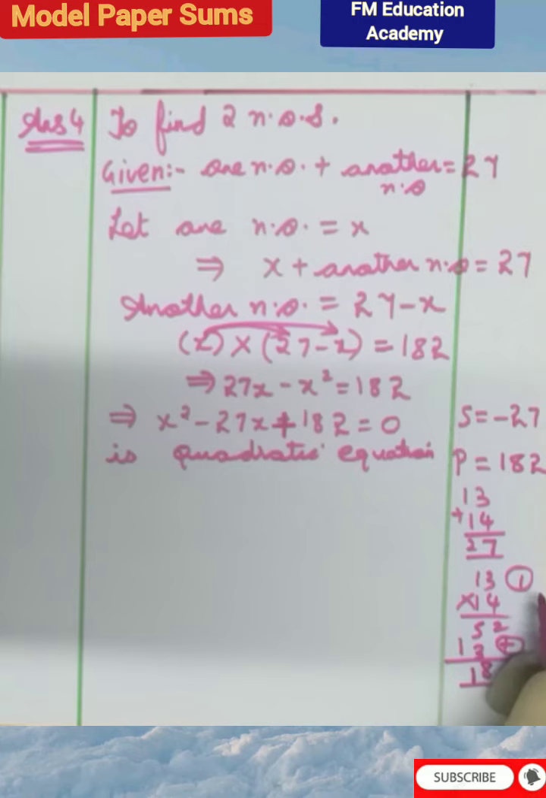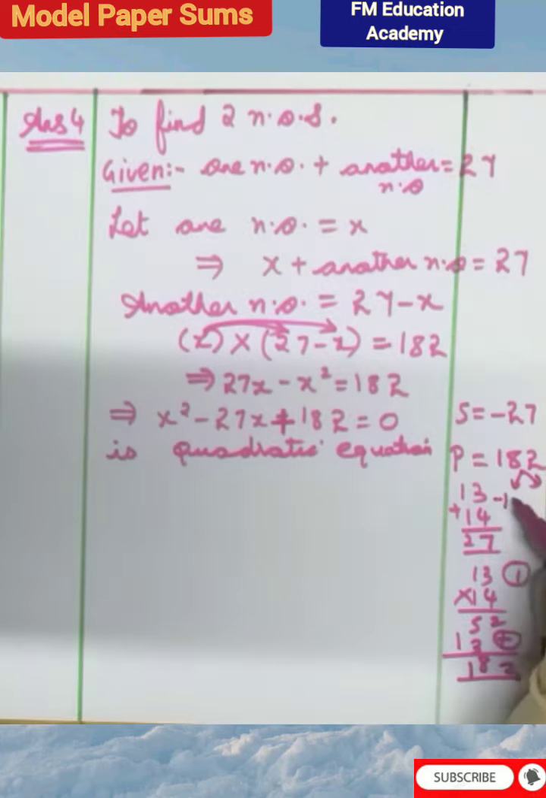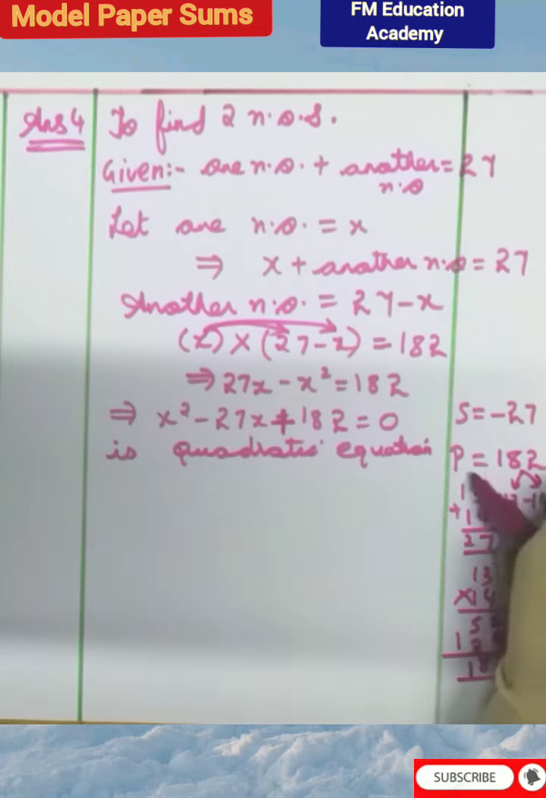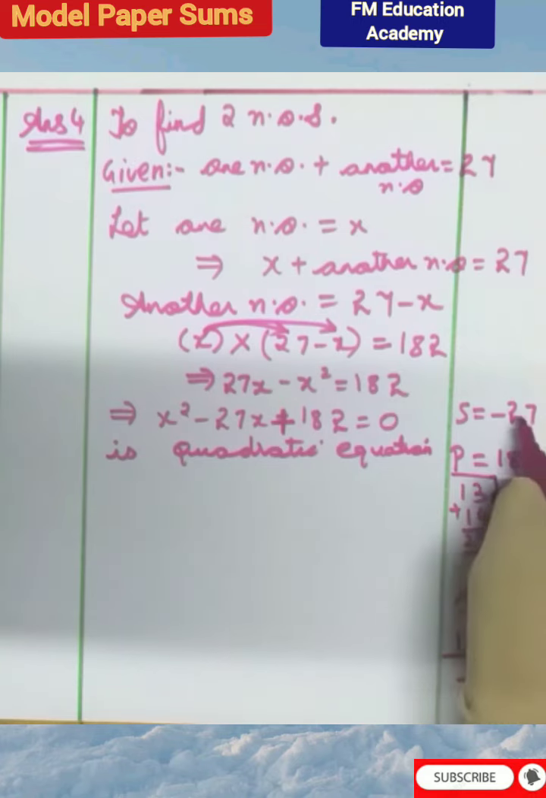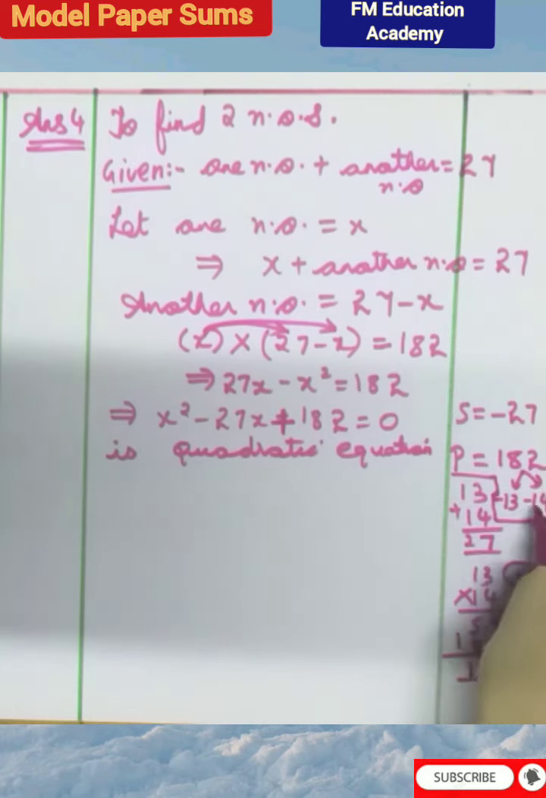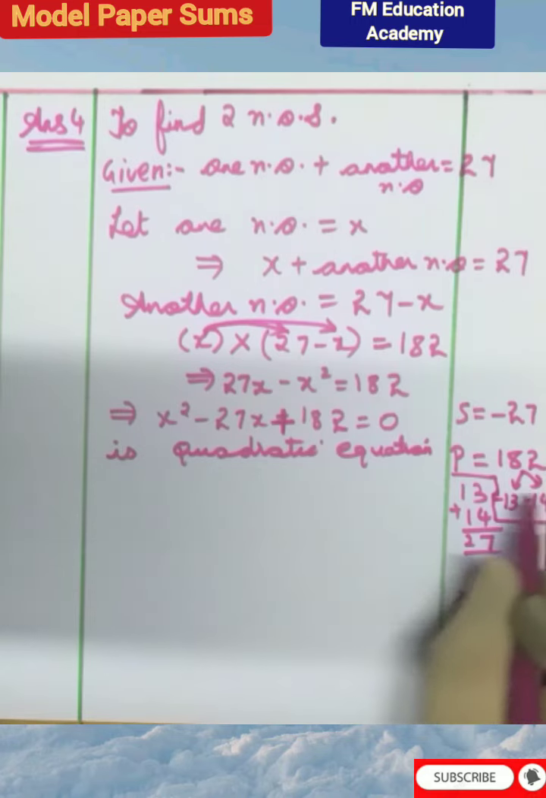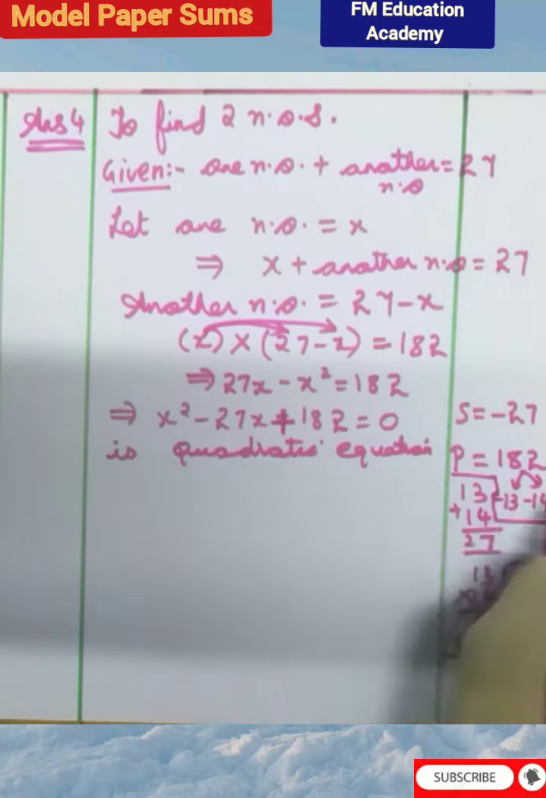So we will choose the factors as 13 and 14. But should it be just 13 and 14, or minus 13 and minus 14? If we observe here, the product is plus. So we know minus into minus is plus, so we will take the factors as minus 13 and minus 14. Also minus 13 and minus 14 will give me minus 27, because the bigger number's sign is minus. So I have to choose minus for both the factors. So in place of this middle term, I'll write minus 13x and minus 14x.